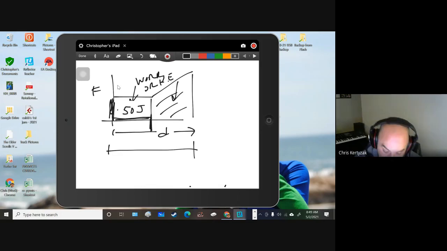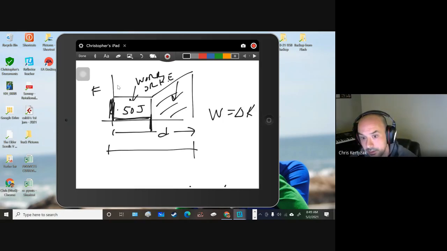50 joules. That's the work kinetic energy theorem. So you can't lose track of that connection. But those areas don't just represent work. They also represent change in kinetic energy, because work is equal to the change in kinetic energy. That's the work energy theorem, right?